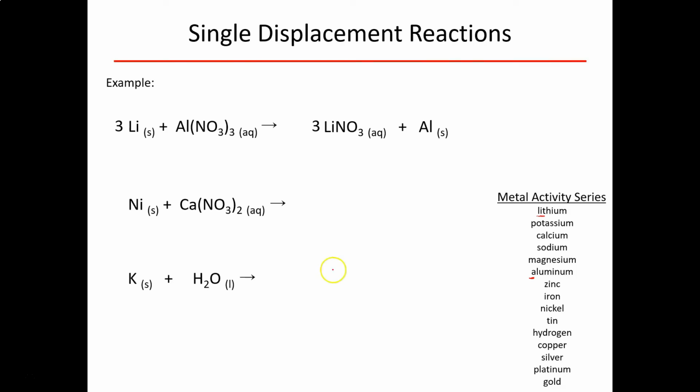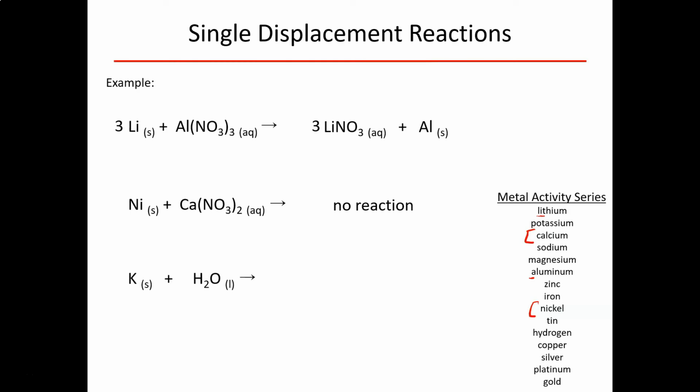If we were to look at our second example now, we're going to look at nickel and calcium. We can see that nickel is below calcium, so nickel would not be able to displace calcium. And so in this case, we'd have no reaction.